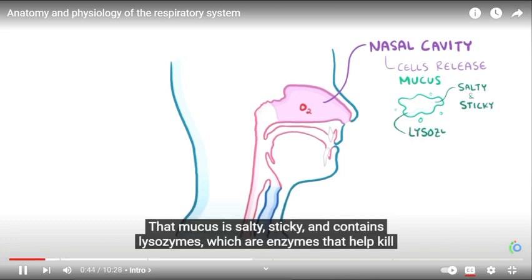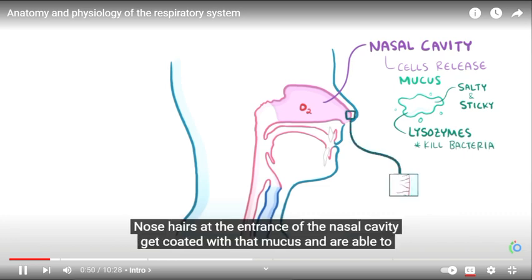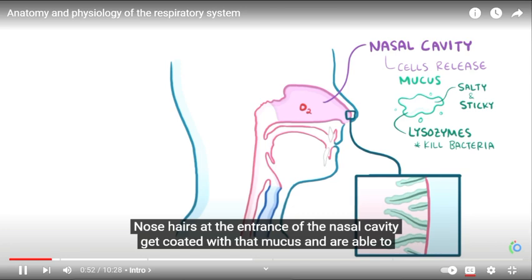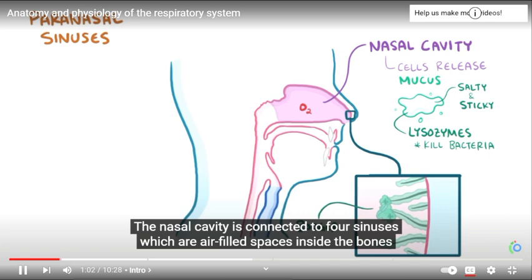When you breathe in, air flows through the nostrils and enters the nasal cavity, which is lined by cells that release mucus. That mucus is salty, sticky, and contains lysozymes, which are enzymes that help kill bacteria. Nose hairs at the entrance of the nasal cavities get coated with that mucus and are able to trap large particles of dust and pollen as well as bacteria, forming tiny clumps of boogers.